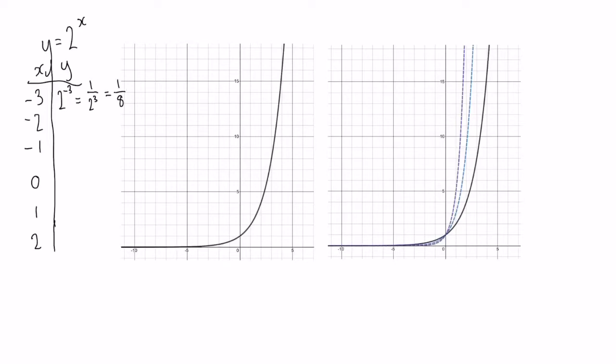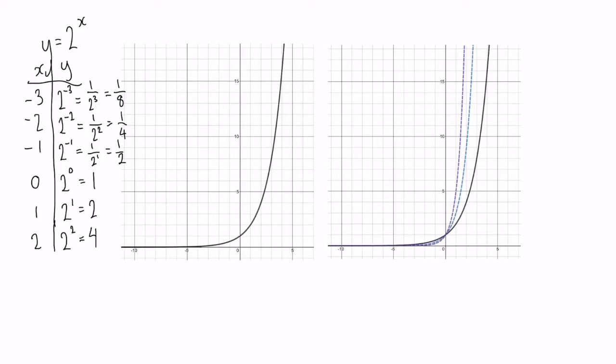What if x was negative 2? 2 to the power of negative 2 is 1 over 2 to the power of 2, 1 over 4. 2 to the power of negative 1 is 1 over 2 to the power of 1, which is a half. 2 to the power of 0 is 1. Any number to the power of 0 is 1. 2 to the power of 1 is 2. 2 to the power of 2 is 4.